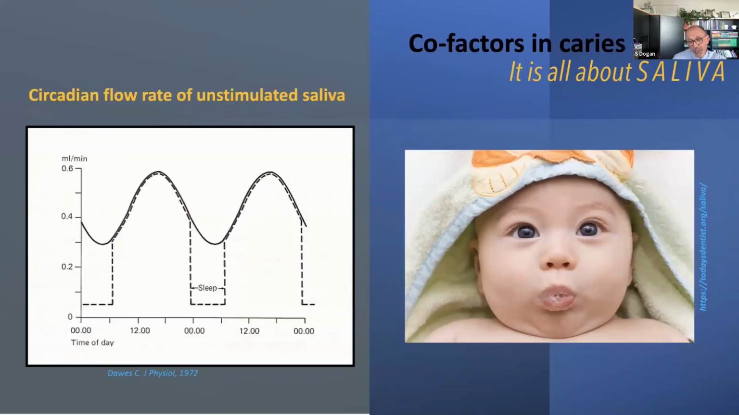Now, I said the saliva is very important, and we need to pay attention to saliva to make it healthier. When we look at the saliva flow rate, we see that when we sleep, we have the least amount of saliva flow rate or production.